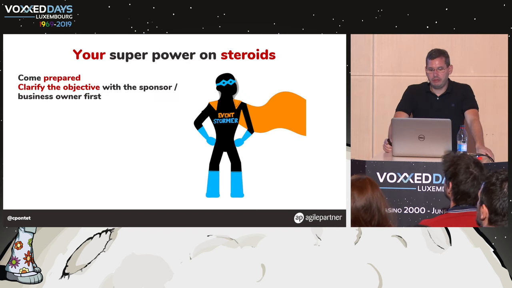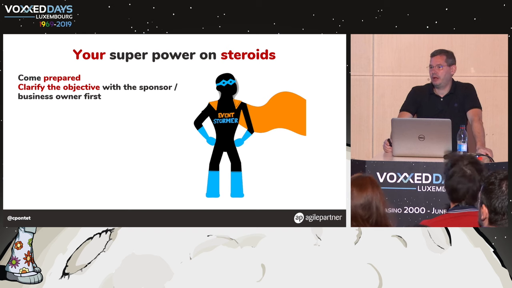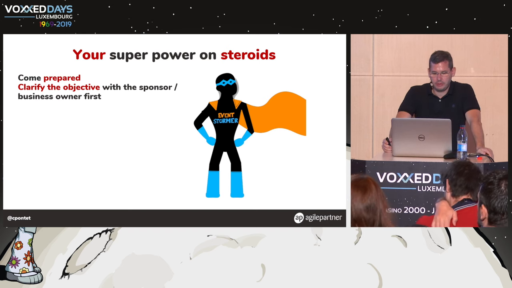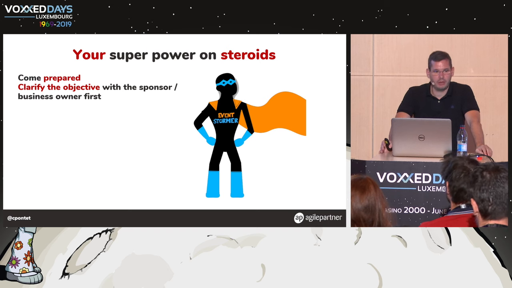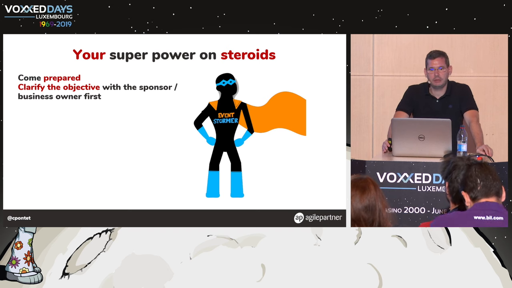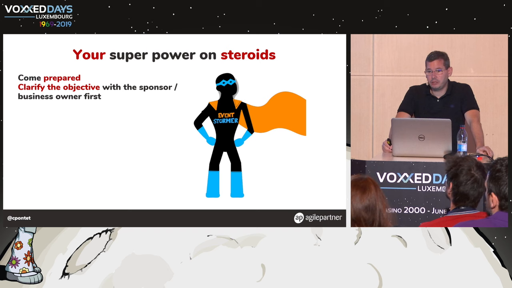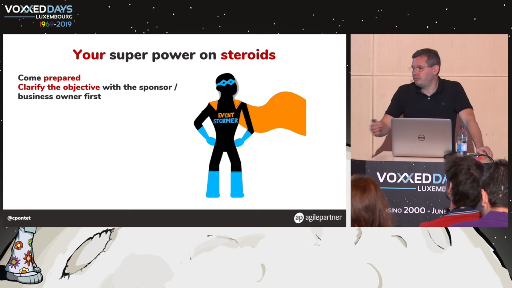So, word of advice: if you are an event stormer and you want to run these sessions and you want to improve your superpowers and put them on steroids, come prepared. You should know your context. You should know what you're trying to achieve as a facilitator before you start the session. Clarify the objective with the sponsor or the business owner before the event, before the workshop.